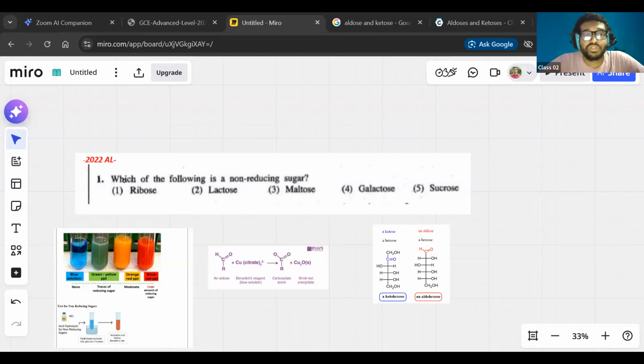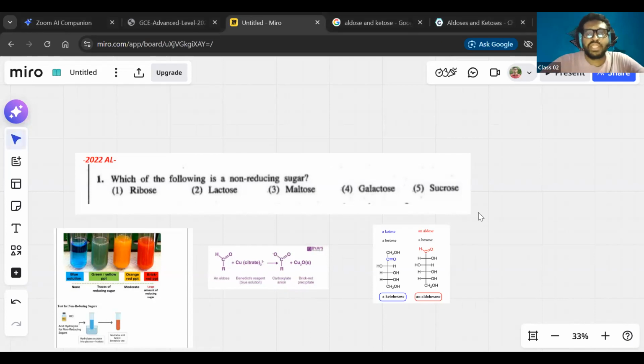We are looking at the 2022 A-level biology first question. Here we are going to look at what is a reducing sugar and a non-reducing sugar. You might have already come across this. It is perhaps one of the easiest questions, but I would like you all to focus on the theory behind it, so that even if the questions get harder, maybe you can answer next time.